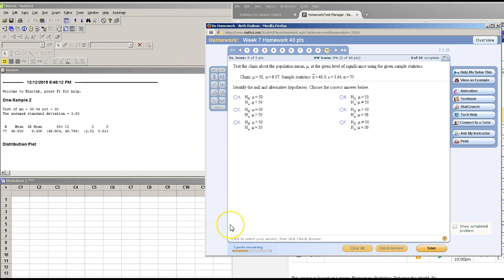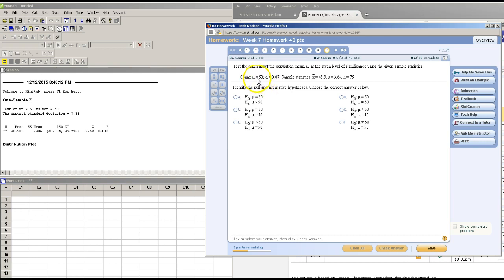Alright, let's take a look at how to do number 10 using Minitab. We want to test the claim about a population mean at the given level of significance using the sample statistics. We're told that the claim is a mean equal to 50.